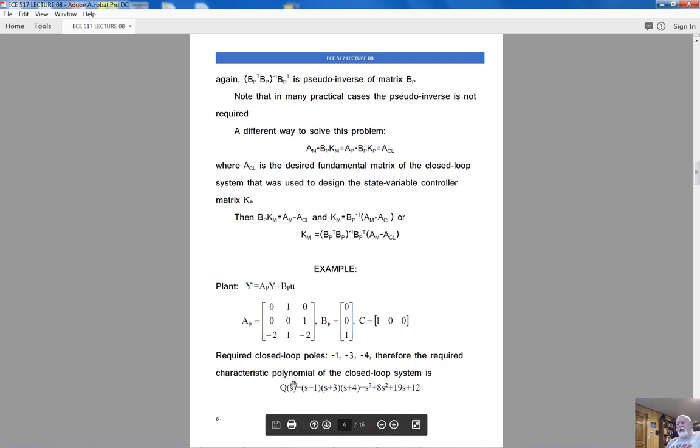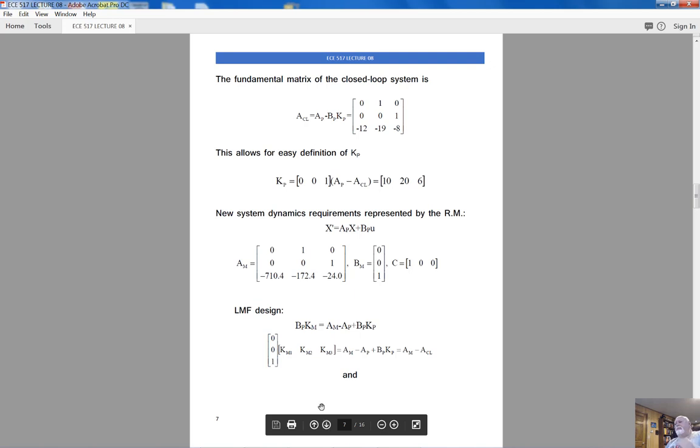Well, what do we do next? Next we will, based on these eigenvalues, come up with the desired characteristic polynomial of the closed loop system. And then based on this characteristic polynomial, since we know the canonical controllable form definition, the fundamental matrix of the closed loop system for the stabilized system, for the system with the matrix KP in the feedback, should look like this. Because this is the fundamental matrix that has the required eigenvalues. If this is the case, you know, from our 462, 510 material, how to define matrix KP.